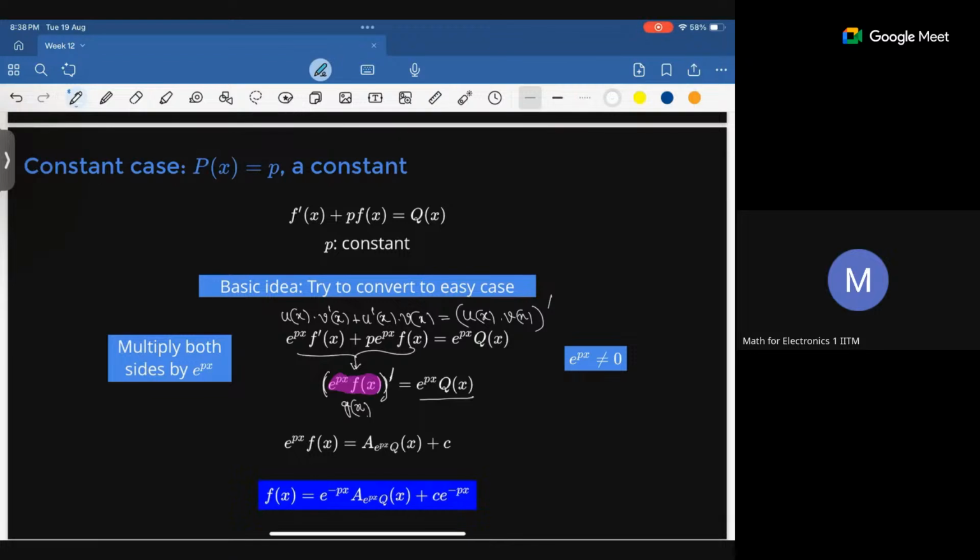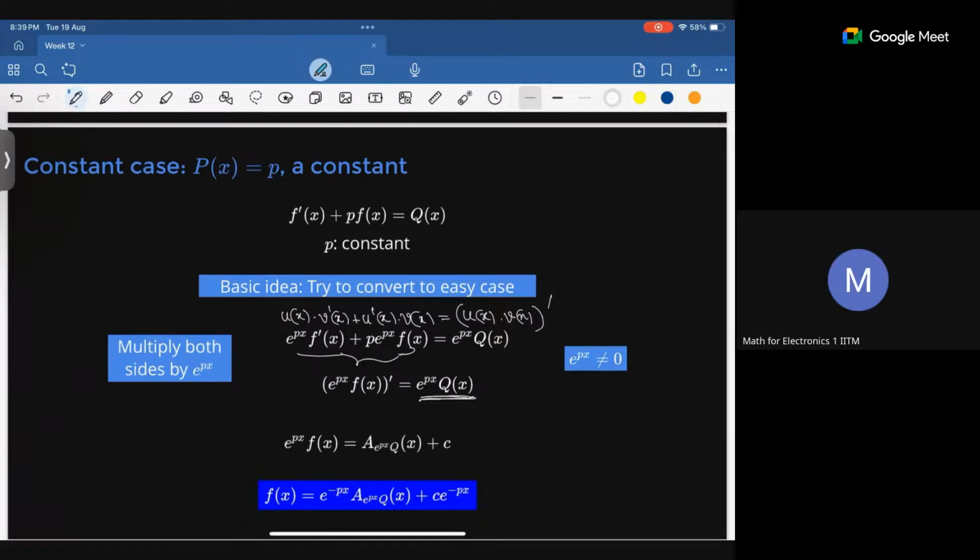Right, so all we have is g of x derivative on the left hand side, and on the right hand side we have some function of x, which falls under the easy case. All we have to do is integrate on both sides. When you integrate on both sides, what we'll get on the left hand side will be e power px into f of x.